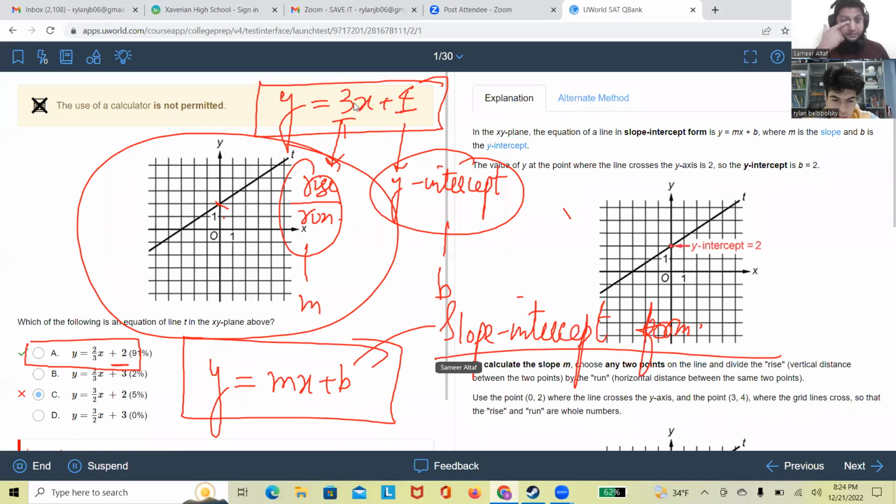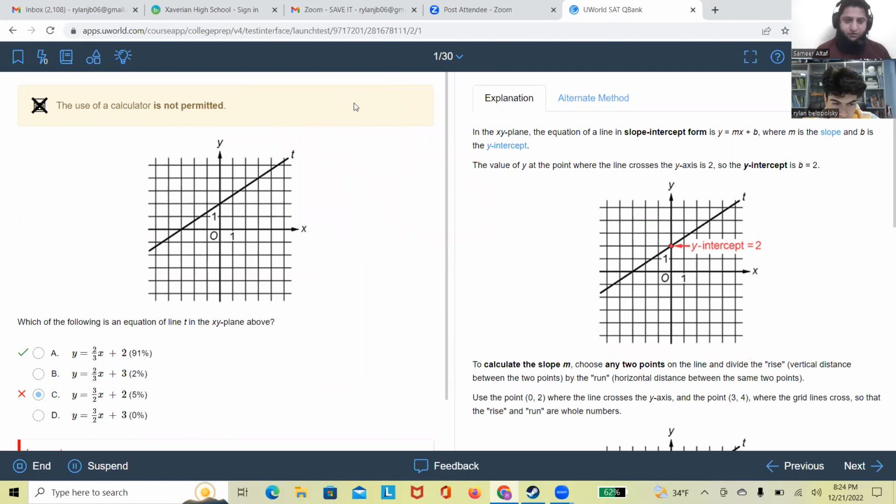So what is m? Rise over run. Exactly. And what is b? The y-intercept. The y-intercept, correct. So in order to calculate rise or run directly, if you know the 2 points of the line, you can do that also. For example, what are the coordinates of this point? 3, 4. Very good, 3, 4.